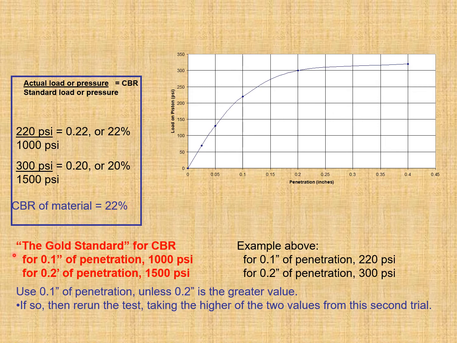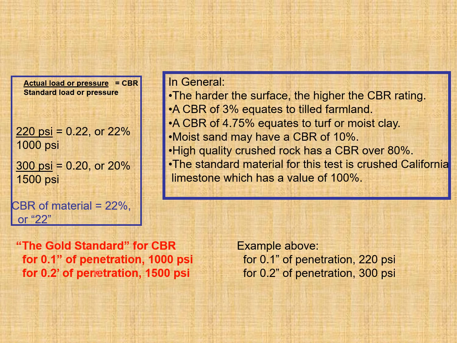So the gold standard for CBR, as you know, for 0.1 inches of penetration is 1000 psi, and for 0.2 inches of penetration 1500 psi. So use 0.1 inches of penetration unless 0.2 inches is the greater value. If so, then rerun the test taking the higher of the two values from this second trial. In general, the harder the surface, the higher the CBR rating. So if the CBR value is high, it shows that you have got a very good material.